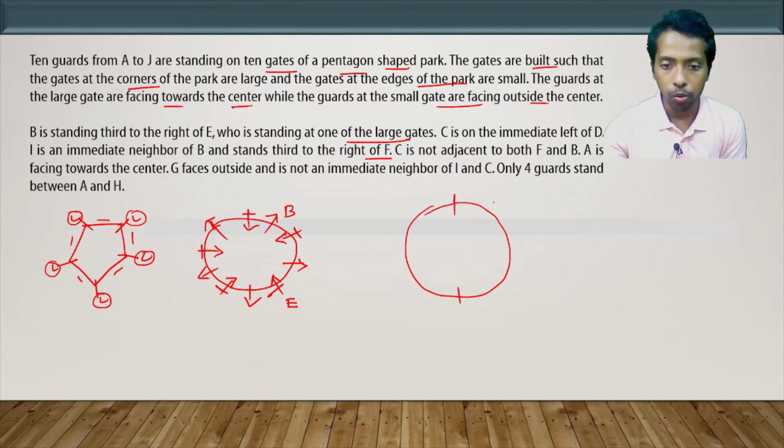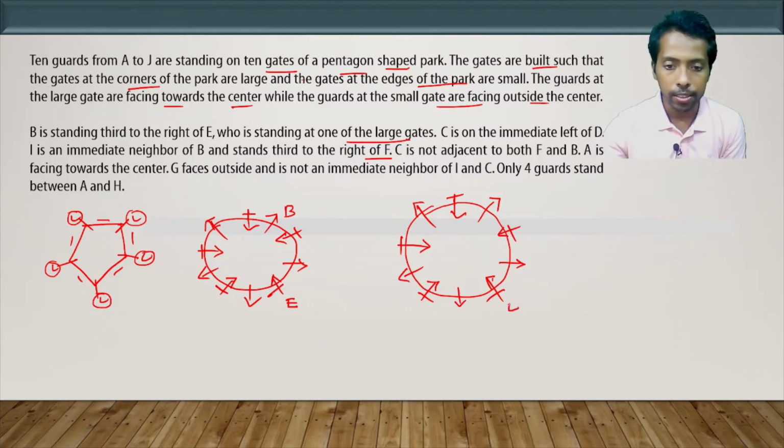1, 2, 3, 4, 5, 6, 7, 8, 9 and 10. Okay, so these are the large gates. Again, follow the same procedure here. Okay, and these are facing towards the center. And whoever is sitting at the small gates is facing towards outside the center.